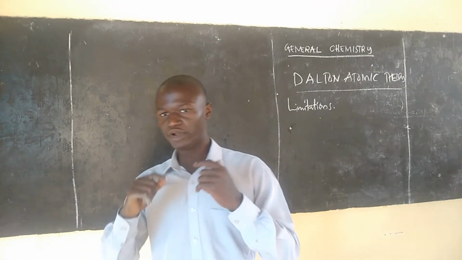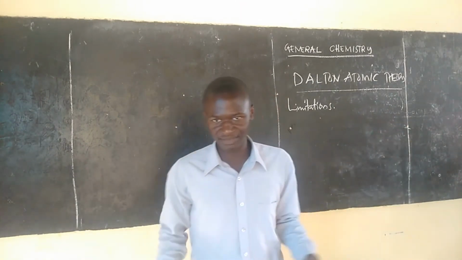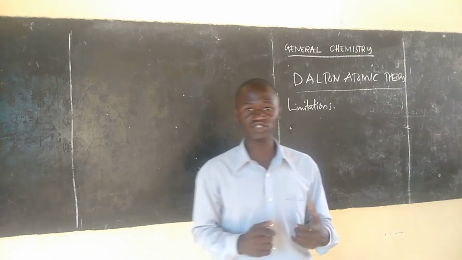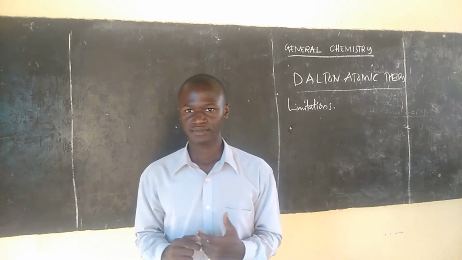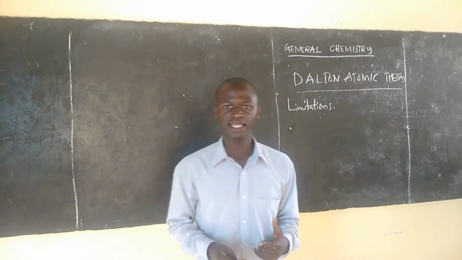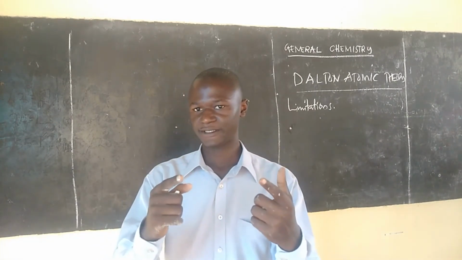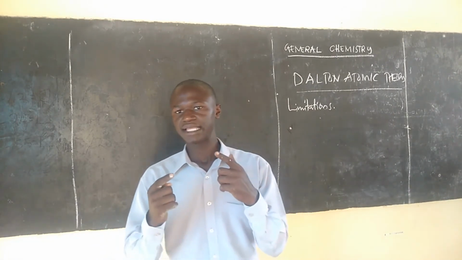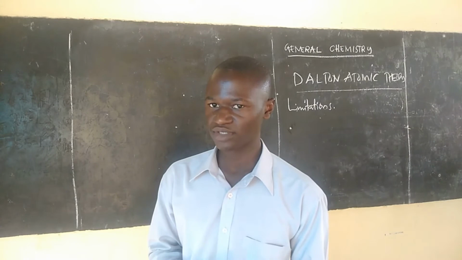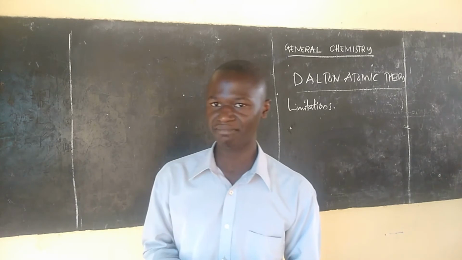So normally, or for most circumstances, this assumption is true. But we have the existence of what we call isotopes. And what are isotopes? Isotopes are atoms of the same element having the same atomic number but different mass number.